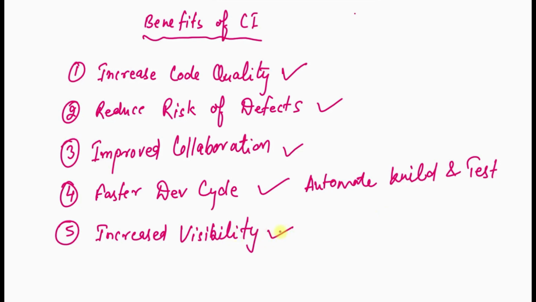The next benefit is that it increases visibility. As we mentioned, it provides a record of all the changes that have been made to the code. So this information can be used by developers, managers, and other stakeholders to track the progress of the development process and identify if there is any potential problem. So this is how CI helps us in many ways.